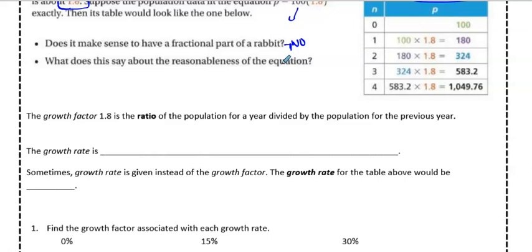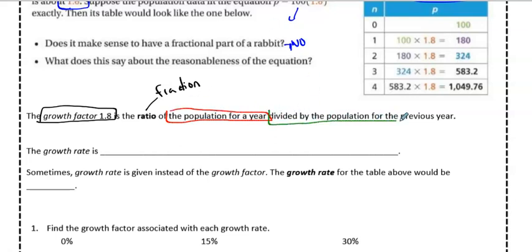So the growth factor of 1.8 is the ratio of the population for a year divided by the population for the previous year. What does that mean? First off, a ratio is a fraction. So it's a fraction of the population of the year divided by the population of the previous year.